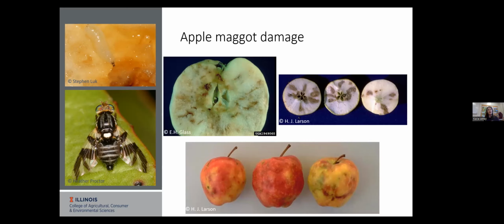Each time a female fly lays an egg in the apple, a tiny dimple or sting is formed. And then the larval feeding is what causes the rot that you see in those other pictures.